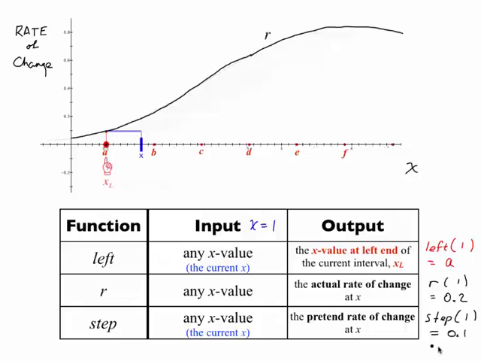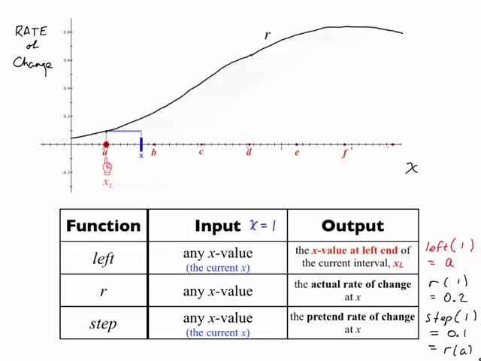Okay, how could we express that exactly? So it's about 0.1. How do we express that 0.1 exactly? R of A. Do you see that? It's R of A. Questions on this first example of at x equals 1? Left of 1 would be the x value at the left side. It'd be A. So this left function is different. You're used to a y value being the output. The output of left is another x value, the x value at the left side of the current interval. So in this case, that's A.